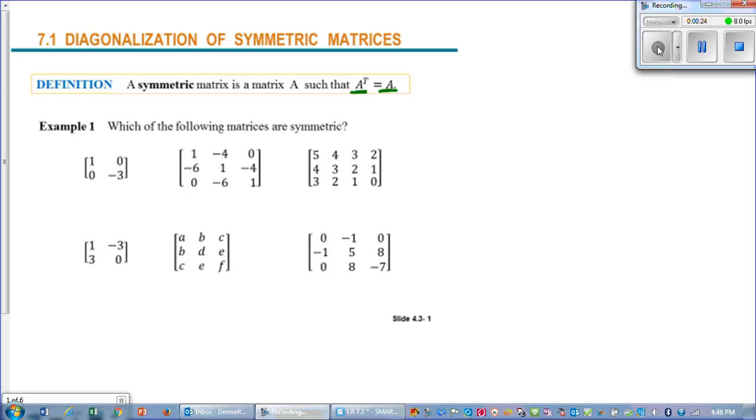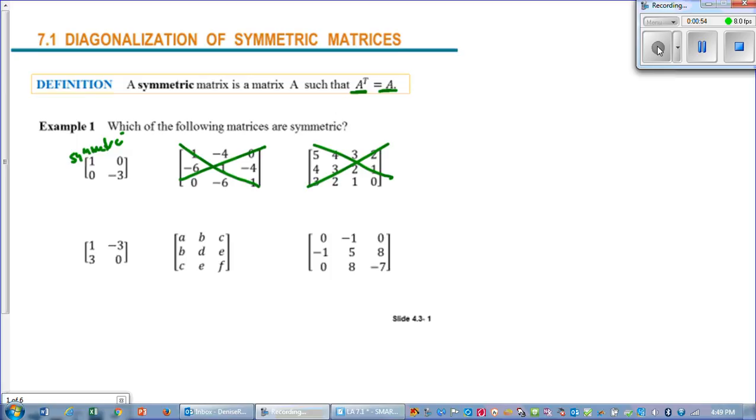This one, if you change the rows and the columns, would be symmetric. The second one, if it were symmetric, we would have to have 1, -4, 0 down the first column, which we don't. So this one's not symmetric. This one has to be a square matrix. You can't have 5, 4, 3, 2 on the row because you can't go down the column with the same one. So that is not symmetric.